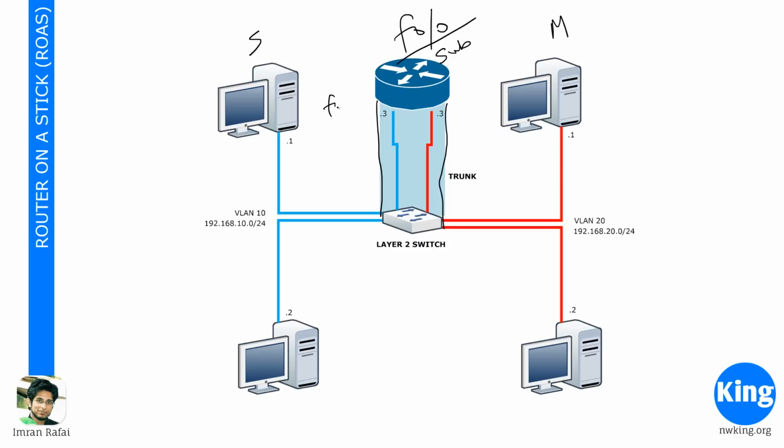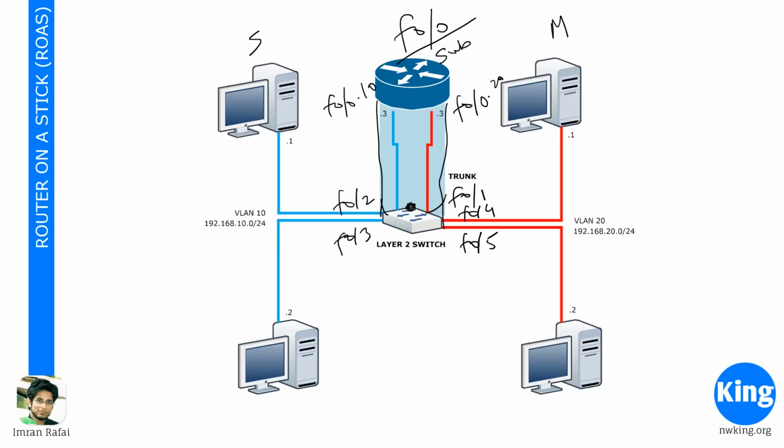So this will be F0/0.10. This will be F0/0.20, right? And what we will do is we will make this interface, let's say this interface is F0/01 of the switch, right? This whole blue thing is one interface, it's connected to one interface. Let's say that's F0/1. This is F0/2, F0/3, this one F0/4, and F0/5, right?